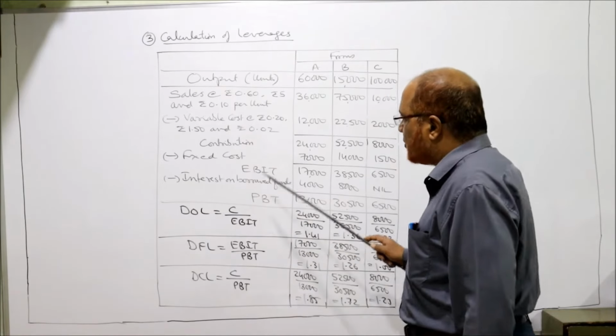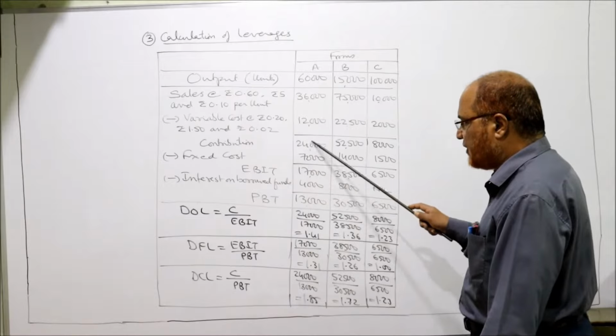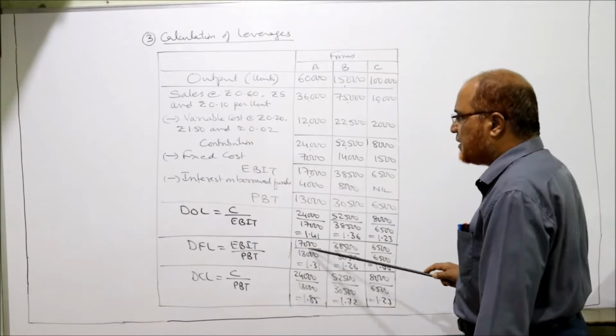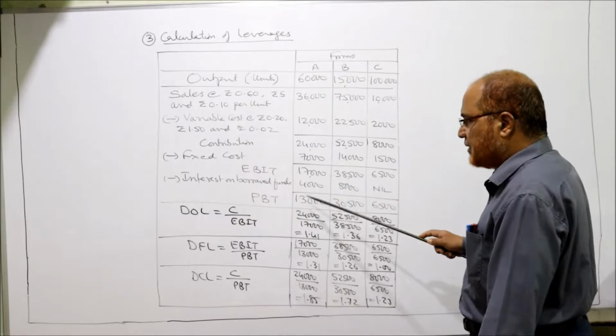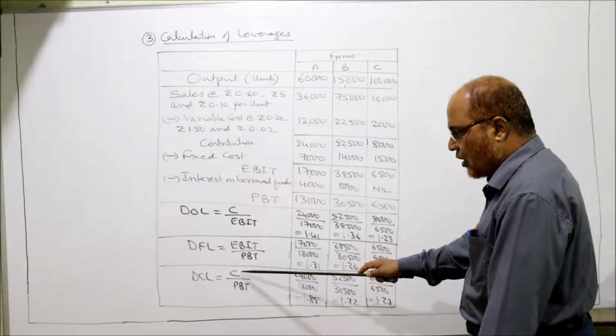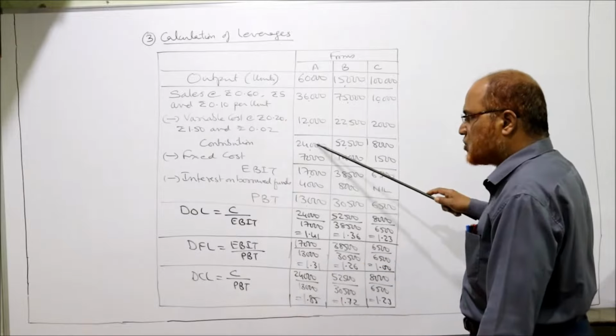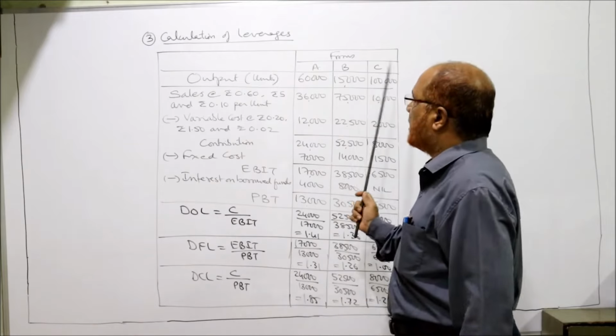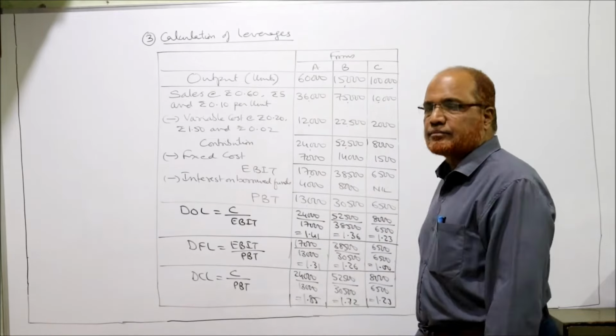Contribution by EBIT. Contribution you have, EBIT you have, divide it and you get the DOL. Similarly, DFL is EBIT by PBT: EBIT divided by PBT, you will get DFL. Combined leverage is contribution by PBT. Contribution here, PBT here. Now we have to give the interpretation regarding these three firms.